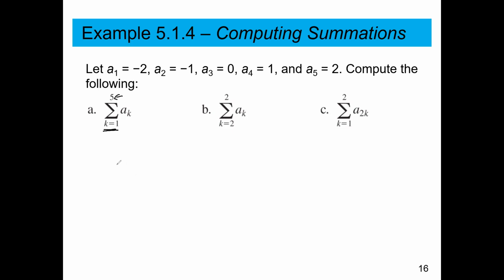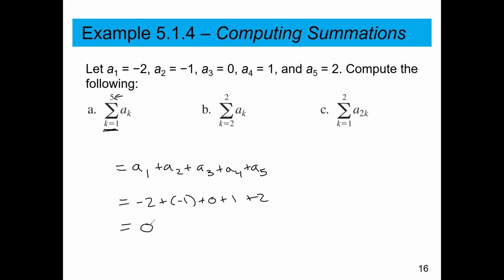So that summation is actually going to equal A sub 1 plus A sub 2 plus A sub 3 plus A sub 4 plus A sub 5. And now I just substitute them back in with the information that's given at the top of the page, which is negative 2 plus negative 1 plus 0 plus 1 plus 2. Doing some fast and horrible arithmetic, it's 0. Boom! That was easy. So I simply substituted in.